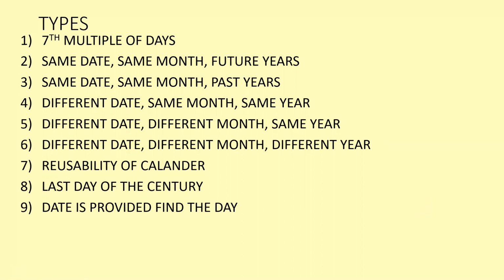So in the last two videos, we have completed the calendars. In this video, we can see from type number 6 onwards. The type number 6 is different date, different month, and different years. So in type number 6, all are different. For answering this type number 6, you must be thorough with type number 1 to 5. For example, a different date, different month, and different years.